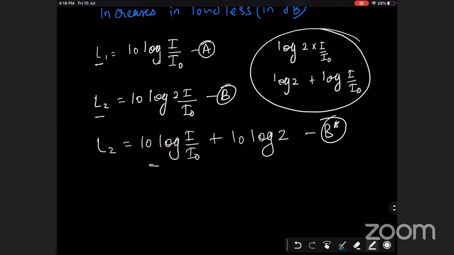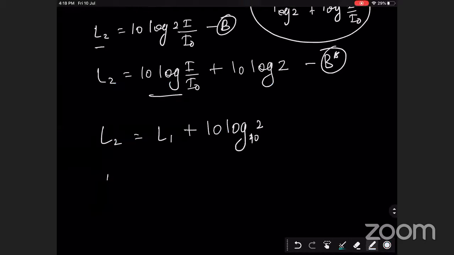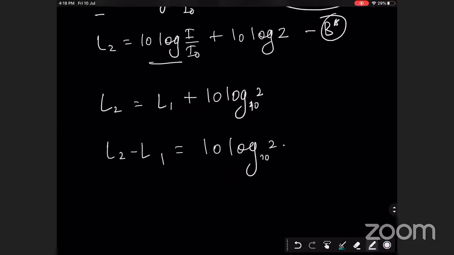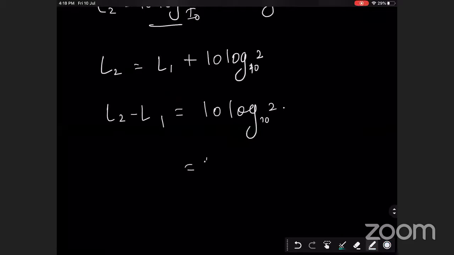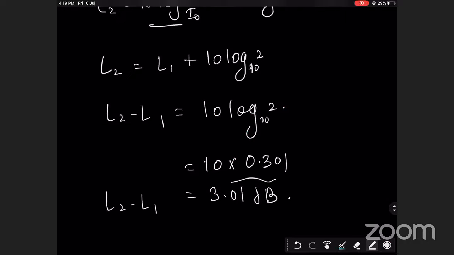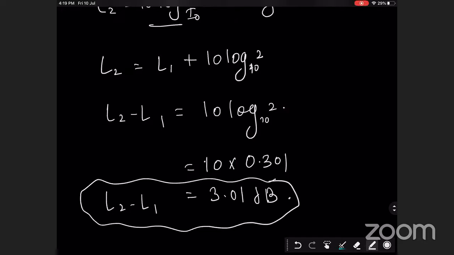Now what? Here I can write L1. This is L2, this is L1 plus 10 log base 10 2. So what is change in loudness? 10 log base 10 2. कितना आ रहा है? Log 2 base 10 कितना आता है? 0.301. Okay. 3.01 decibel. Okay, this is your answer, change in the loudness in decibel. Yes, sir. अब बनेगा ऐसा क्वेश्चन? Yes, sir. ठीक है.